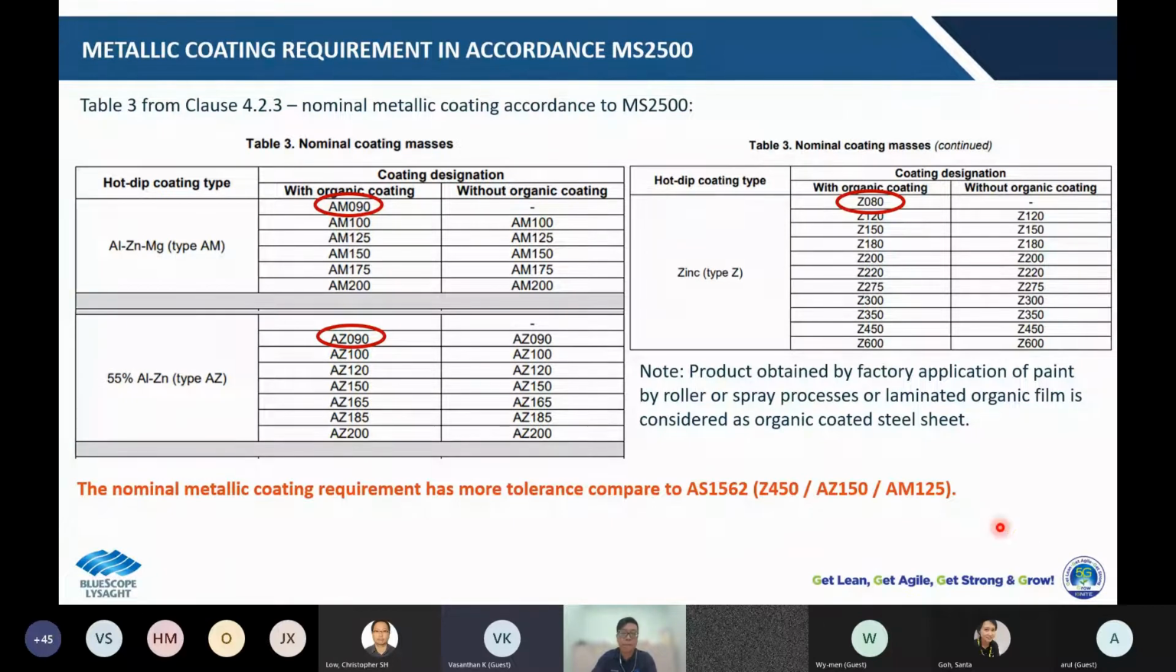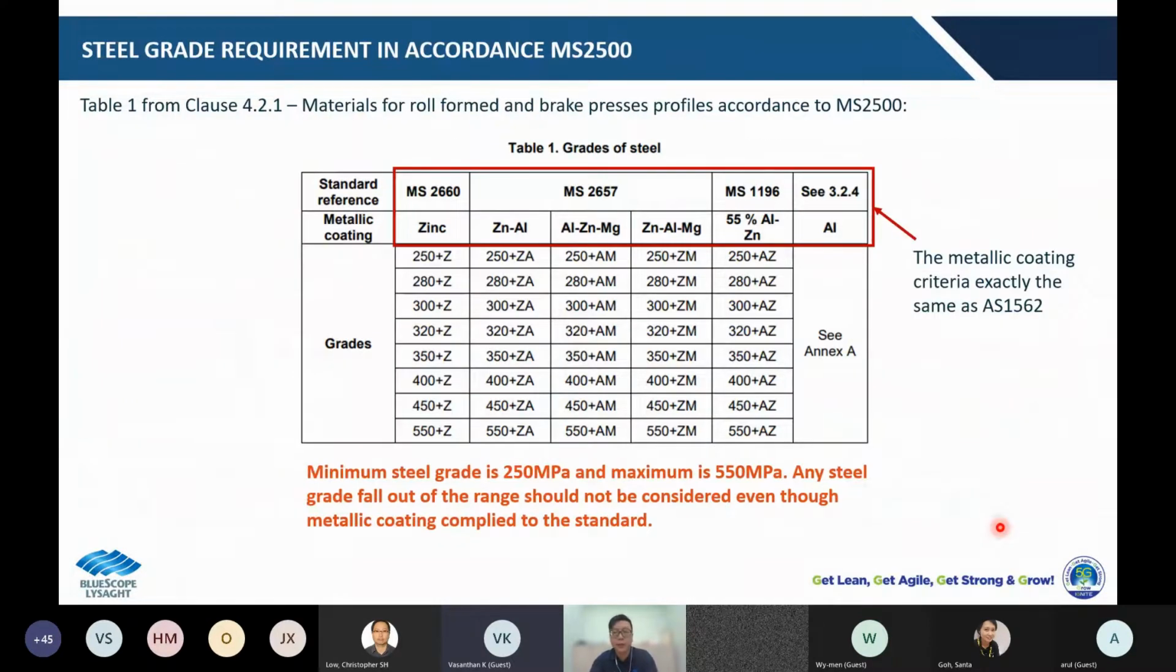Okay. Regarding the steel grade requirement, AS1562 does not specify the minimum and maximum steel grade for roll forming and press brake. But MS 2005 specifies the basic compliance that needs to be met.